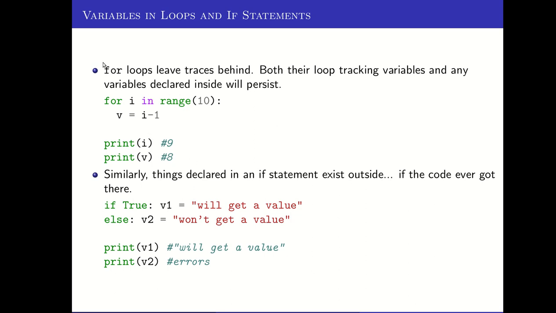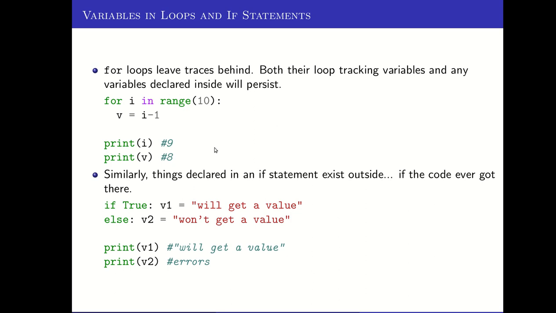So I mentioned before that for loops leave their traces behind. Their loop tracking variables and any variables that were declared inside of them can persist in Python. This can be useful sometimes if we want to know where our for loop quit, for instance if we were doing a search. We could just quit the for loop, and whatever our i was as we did that would be the index that we found our thing at. So it can be useful, but it's important to be aware of, because it means that a variable might be defined for a certain value that you didn't remember it having. So we declare i as the loop variable, and we declare v as a variable inside of the for loop. Both of those continue to exist outside of the for loop.